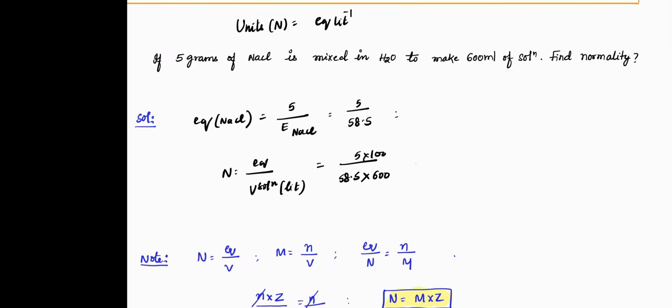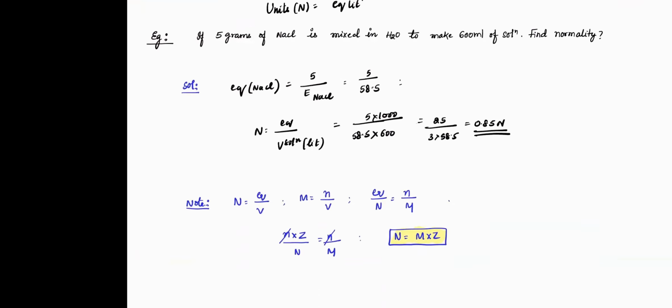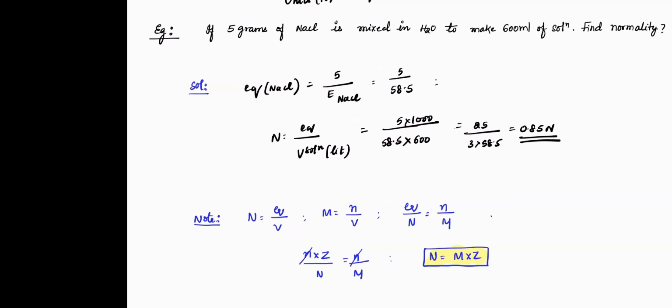600 divided by 1000 to convert that into liters. So putting these terms together, normality comes out to be 25 by 3 into 58.5, and that will come close to 0.85 normality. N represents normality here. So it is very similar to the molarity we discussed. The only difference is that there it was number of moles, here it is number of equivalents.